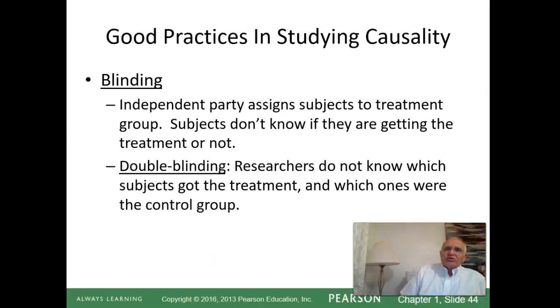One other thing about good practices in studying causality is a blind type of study. So somebody independent from the researchers actually assigns the subjects to the treatment groups. And the subjects themselves don't know if they're getting the treatment or not. If you're told you get a pill, everybody thinks they're getting a pill, but only half of them are actually getting the treatment, and the other half are getting the placebo. And in a double-blind treatment, the researchers don't even know who's got the treatment and which ones are not, and that's kind of an important methodology used in a lot of medical drug treatment type of studies.